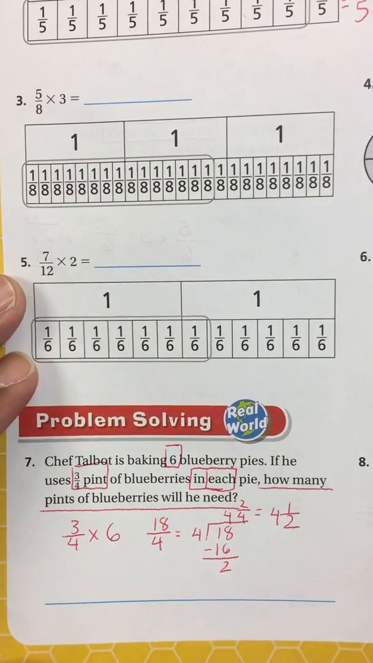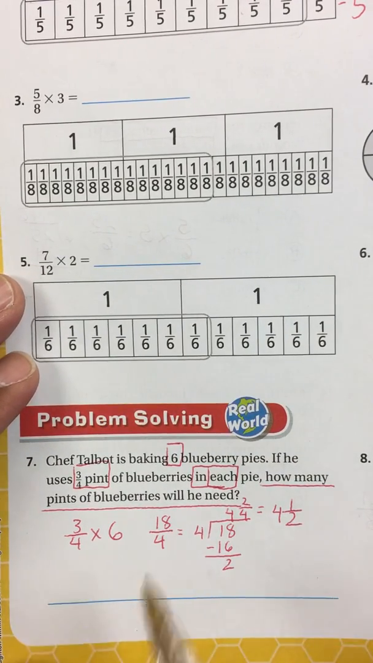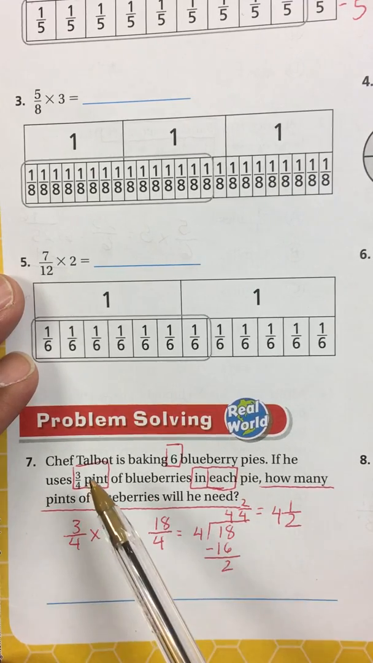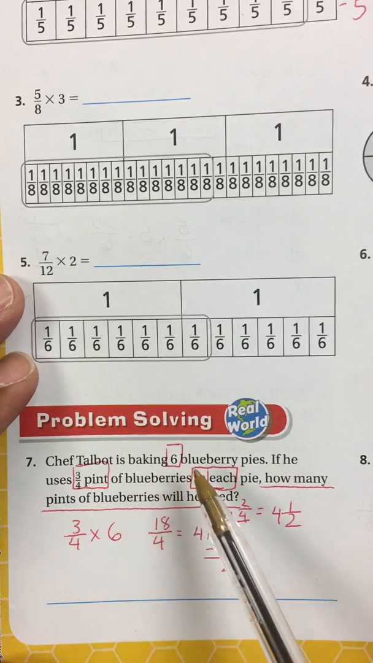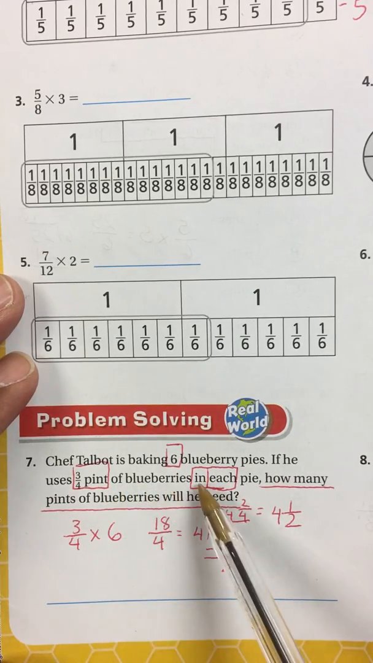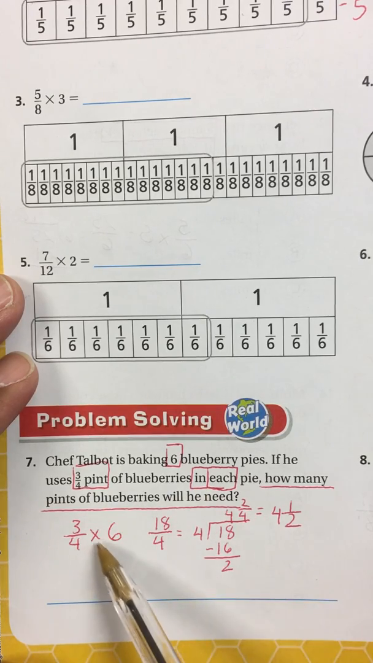All right, so for our next problem, the question wants to know how many pints of blueberries he will need. Chef Talbot is baking 6 blueberry pies, and he used 3/4 pint of blueberries in each pie. So I'm doing 3/4 6 times.